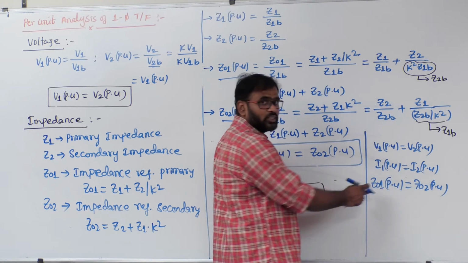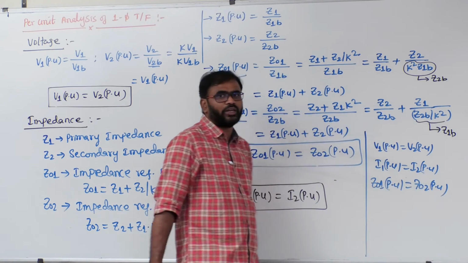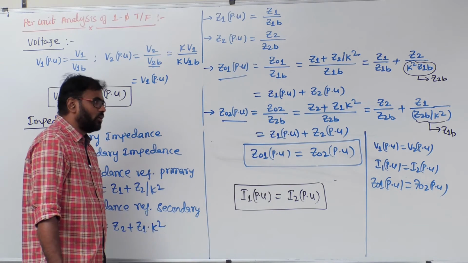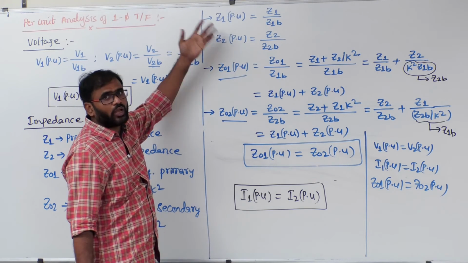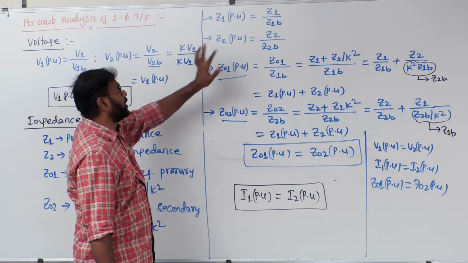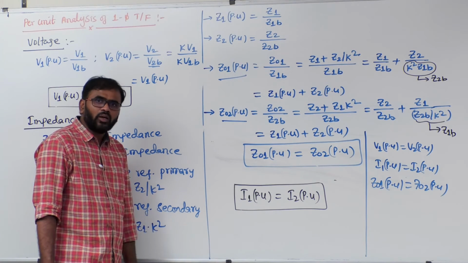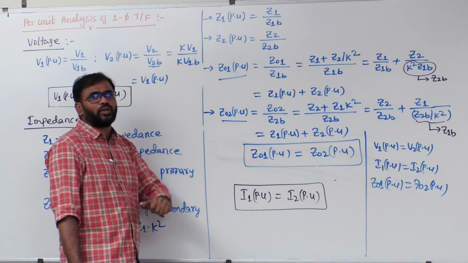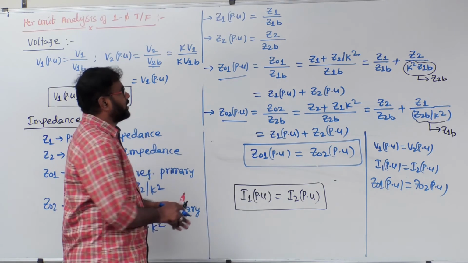Careful, don't say primary impedance. The impedance referred to primary in per unit and the impedance referred to secondary in per unit are always the same for a transformer. But what is the relation between Z1 and Z2? We can't define. Don't say Z1 per unit equals Z2 per unit. That is not valid. That may be different. But the impedance referred to primary and the impedance referred to secondary are always the same. And one more thing.